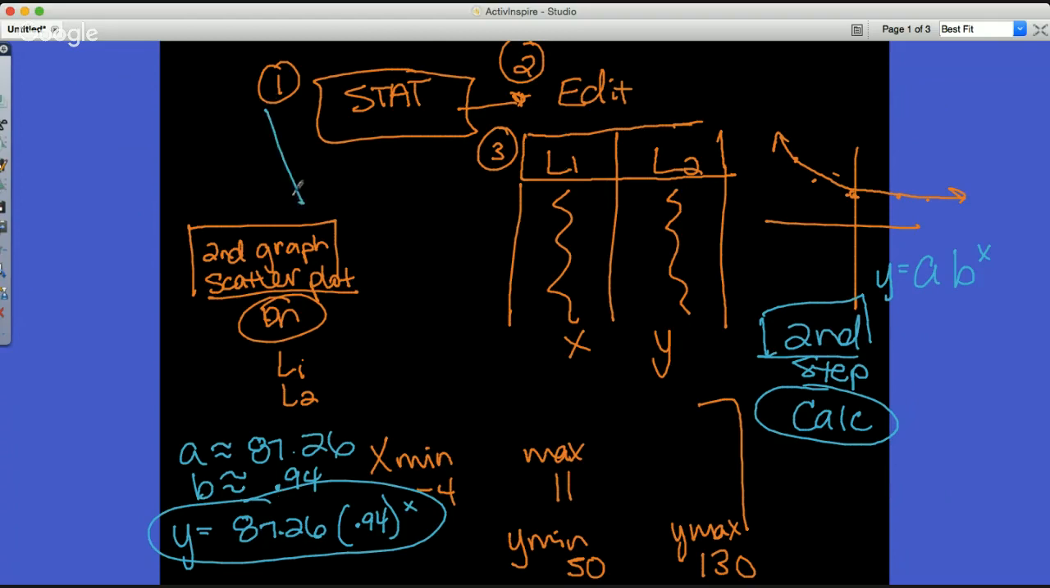So half of it will be graphing it, showing me the graph, and then half will be showing me the equation that's there. Okay?